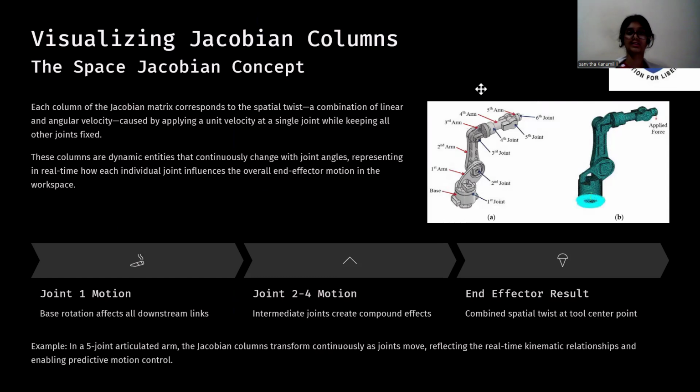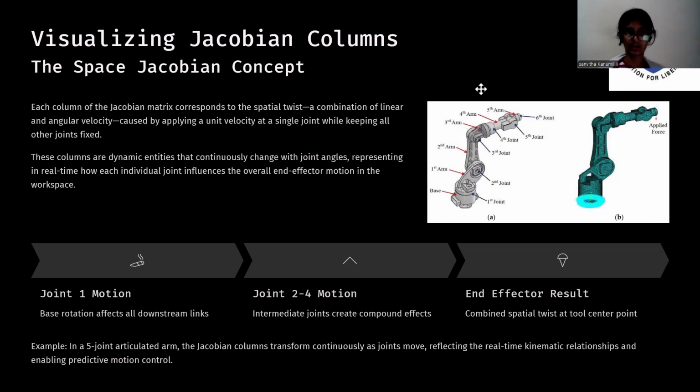Visualizing the Jacobian, the space Jacobian concept. Each column of the Jacobian matrix corresponds to the spatial twist, a combination of linear and angular velocity caused by applying a unit velocity at a single joint while keeping all other joints fixed. These columns are dynamic entities that continuously change with joint angles, representing in real time how each individual joint influences the overall end-effector motion in the workspace.